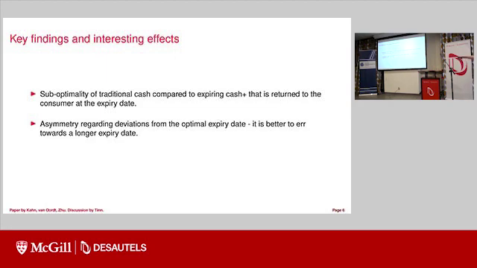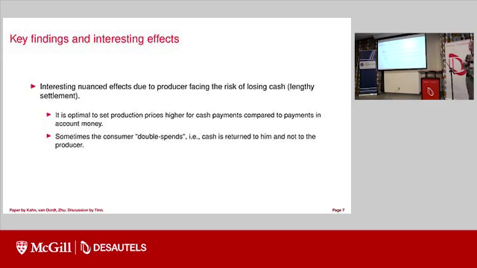And if one needs to decide the optimal expiry date, it's better to make it longer. So it's better to err towards the longer side than a shorter side. What also, more funnily, happens in the background of the model is that if you are thinking of a consumer and producer both being offline, then the producer, who might lose a device as well, is the one that can actually get in trouble because of this expiring feature.